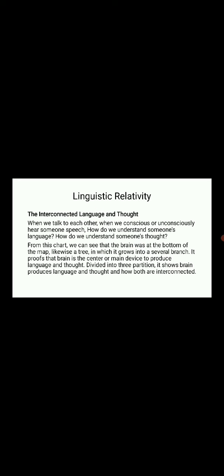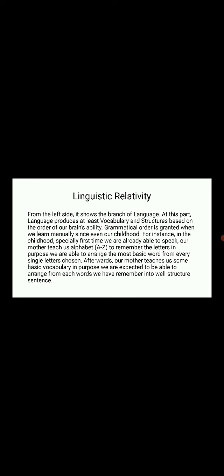It proves that the brain is the center of our main device to produce language and thought. Divided into 3 partitions, it shows the brain produces language and thought, and how both are connected. From the left side, it shows the branch of language. At this part, language produces at least vocabulary and structures based on the order of our brain's ability.